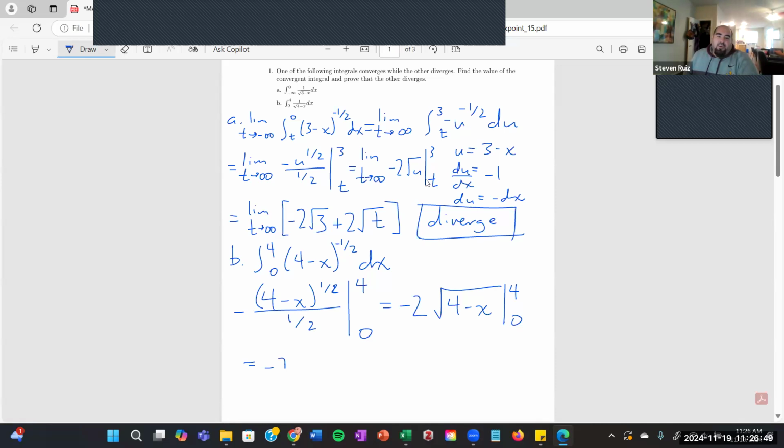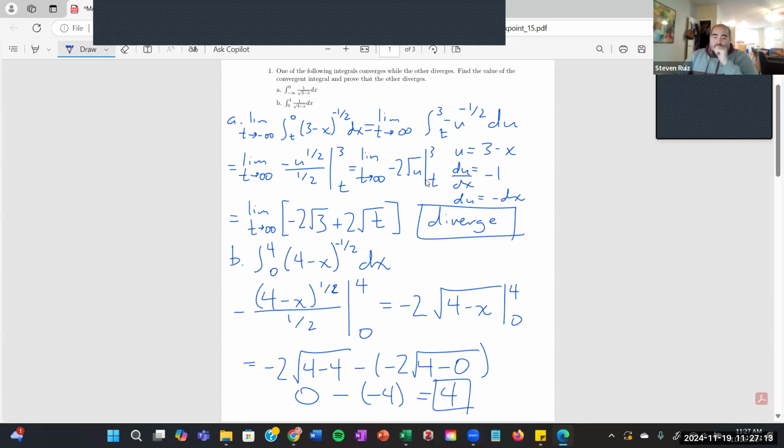After I evaluate this at both ends, -2 times radical 4 minus 4, minus -2 times radical 4 minus 0, this becomes 0 minus -4. This comes out to be 4. That area comes out to be 4. So one of the integrals diverges, and this other integral converges to 4.